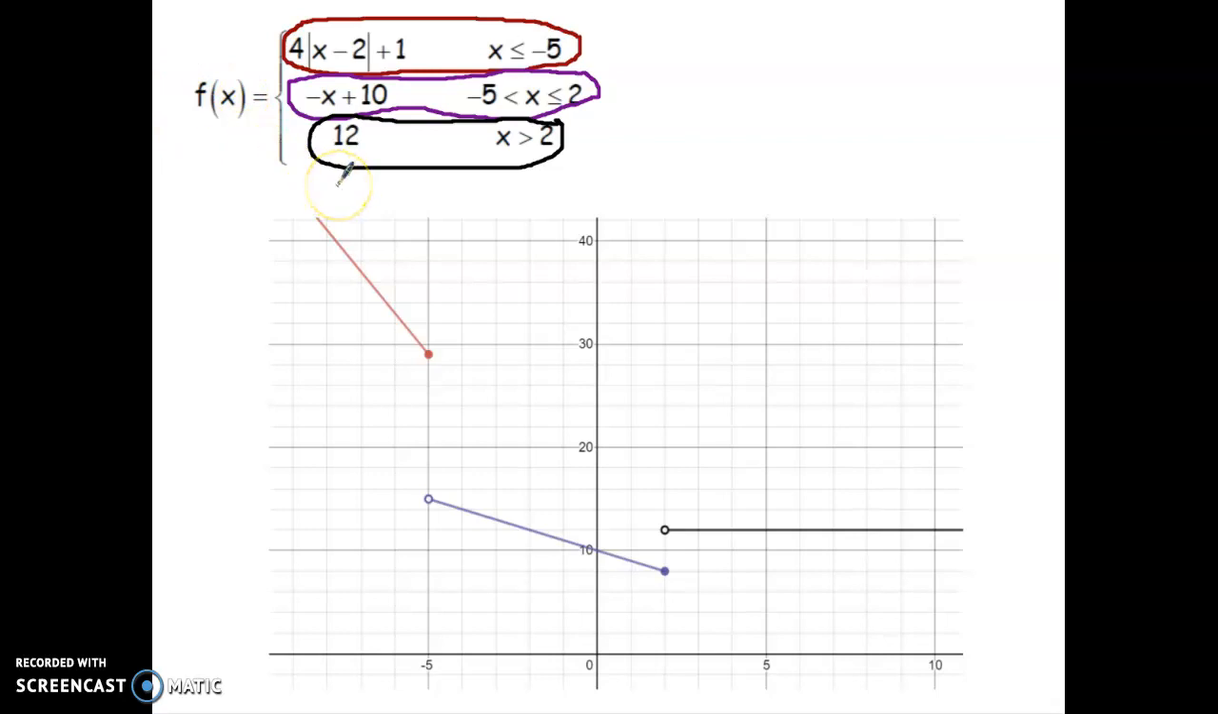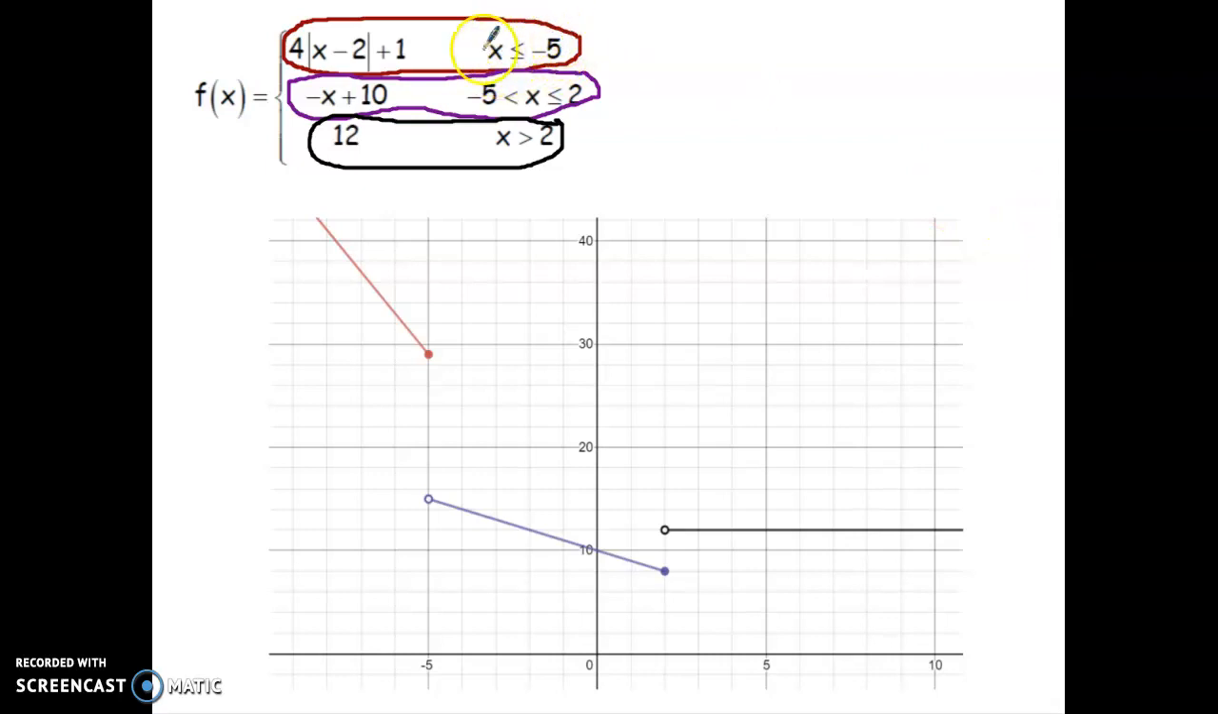It is a function. If I put a vertical line across this graph, no matter where I put it, it'll only cross one value at a time. So that means for every x value, there is only one y value. Okay, notice the endpoints here.